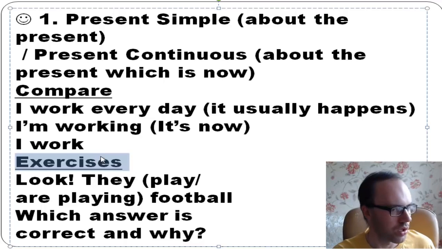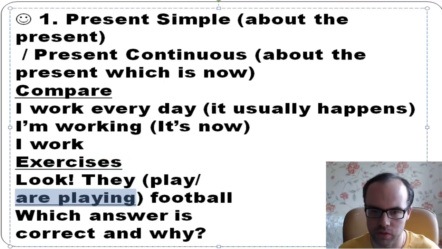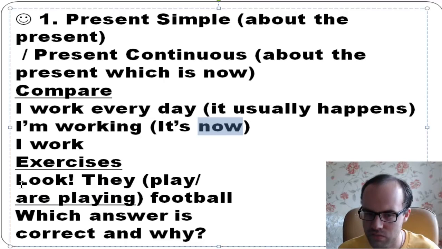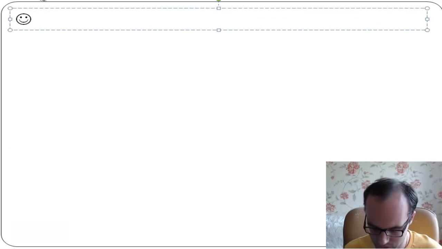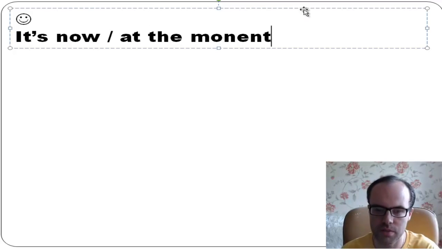Look, yeah, it's now, so you need to use present continuous. They are playing football. You don't have "now" in the sentence, but the context tells us that it's now, so you are using present continuous. Look, they are playing football. It's now, it's at the moment. So you need to use present continuous.